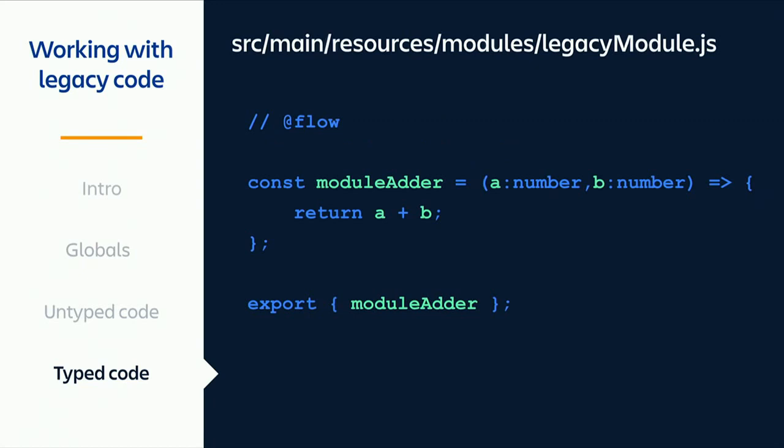What does this look like? We're going to gently adjust the same adder function to make it a typed ES module, and that's in modules/legacy module.js. This will be exported as an AMD module via our gulp task.